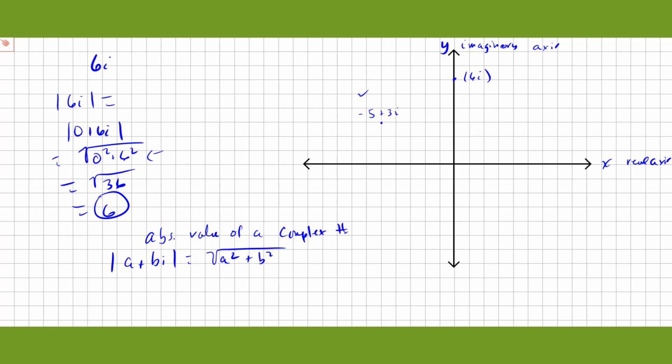All right, so what we did was we graphed on the complex number plane by simply keeping our x-axis and then transforming that y-axis into our imaginary axis. Now let's add and subtract some complex numbers.